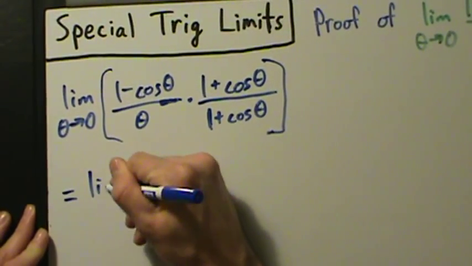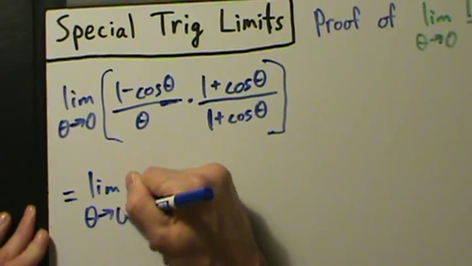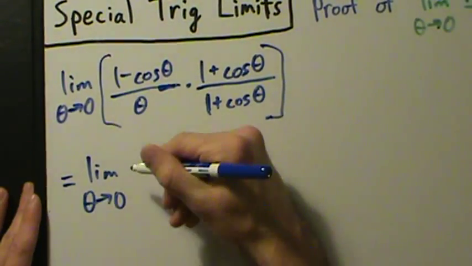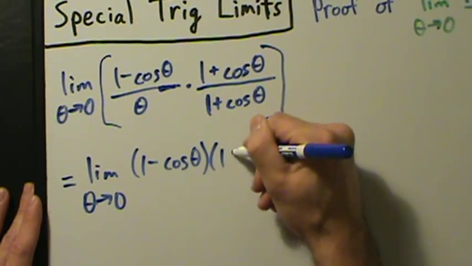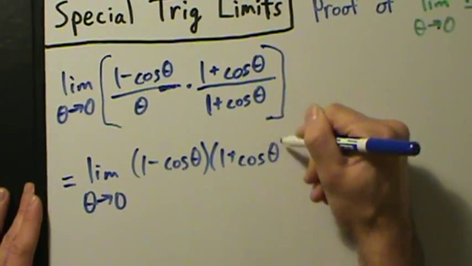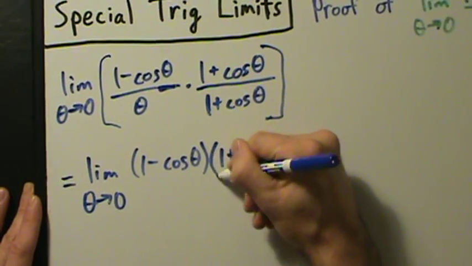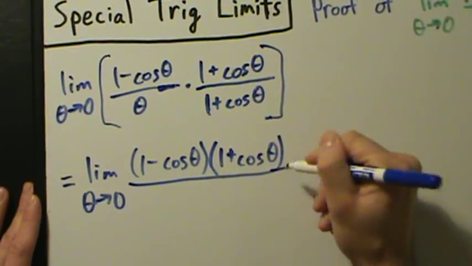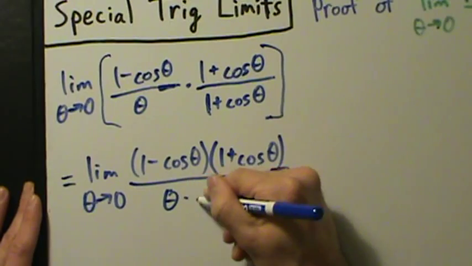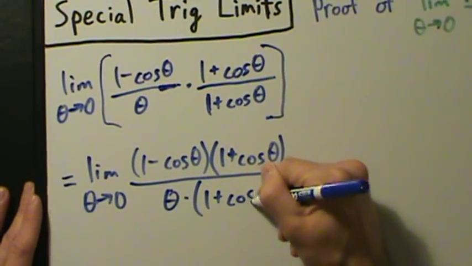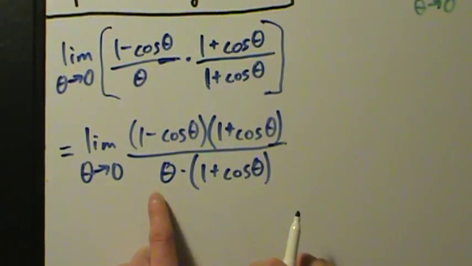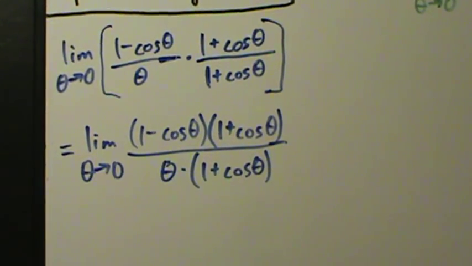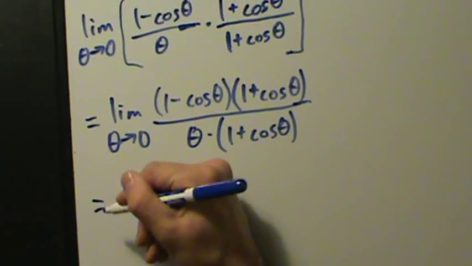So this equals the limit as theta goes to 0 of, so what's happening on top? 1 minus cosine theta times 1 plus cosine theta. So we're going to have to FOIL, right? We're going to end up foiling here. And then on the bottom we have theta times 1 plus cosine theta. Okay, so let's not distribute the theta. We're going to leave it out separate like that. Let's not distribute it, and we'll just see what happens.